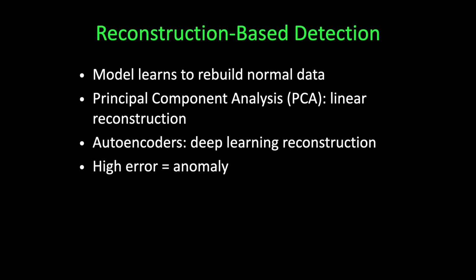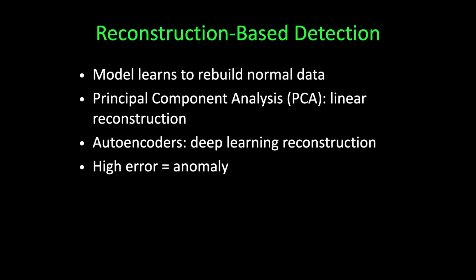Our next family of methods is reconstruction-based detection. The logic here is slightly different. Instead of looking at distances or densities, we train a model to reconstruct what normal data looks like. Then, when we feed new data into the model, we check how well it can be reconstructed. If the error is high, meaning the model struggles to recreate it, then the new data is considered anomalous. Two of the most common reconstruction approaches are principal component analysis, which is abbreviated PCA, and autoencoders, a type of deep learning neural network. Reconstruction-based methods are powerful because they can capture complex patterns in normal data, which we frequently have in cybersecurity.